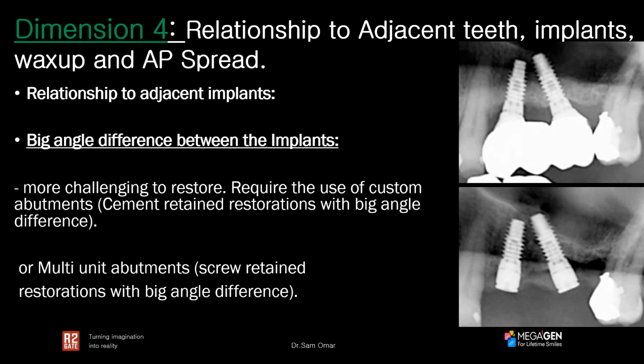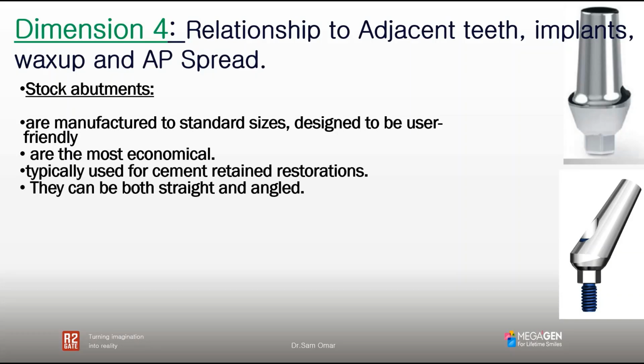So let's talk about the difference between different types of abutments. Let's talk about the difference between stock abutments and custom abutments. So stock abutments are manufactured to standard sizes, and they're designed to be user-friendly. Usually each company provides a few different sizes of abutments, a few different sizes of collars, and a few different diameters and a few different heights. They're typically used for cement-retained restorations, and they could be used straight or angled.